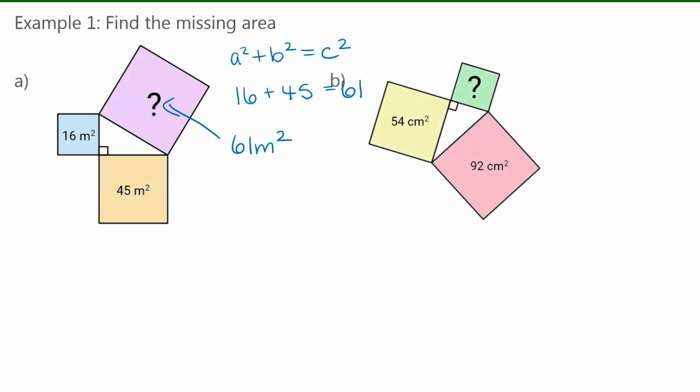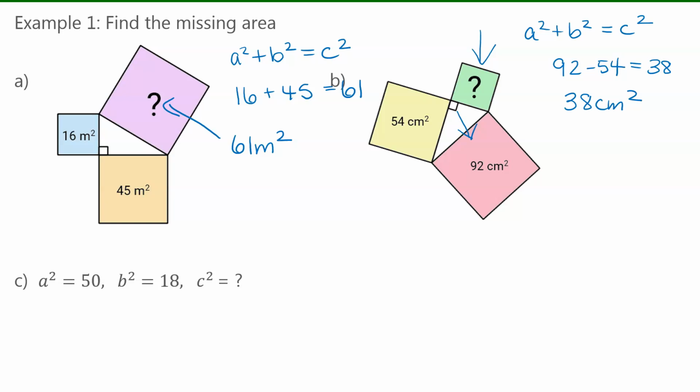In example B, again, Pythagoras' theorem tells us that the areas of the two smaller squares add together to give us the area of the bigger square. Looking at this diagram, I'm given the area of the larger square because the larger square is on the hypotenuse, across from the 90-degree angle. So to find the missing area, we need to subtract these two areas. 92 subtract 54 gives me 38. So the area of this small green square is 38 centimeters squared.